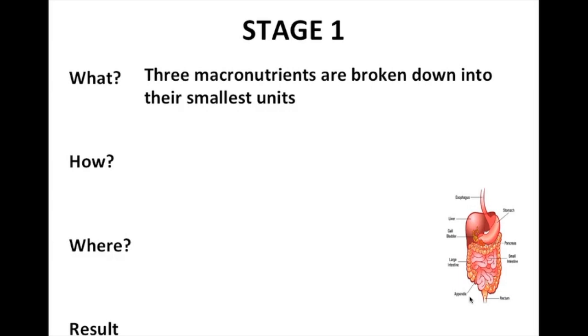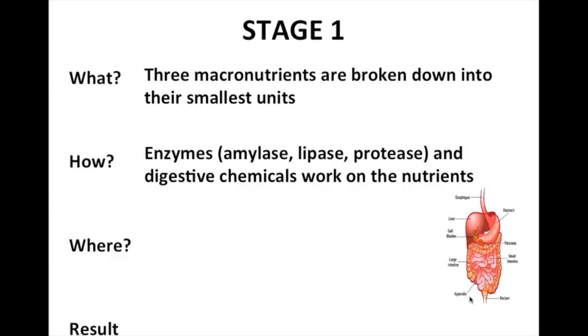So in stage 1, we break down our macronutrients into their smallest units. And how do we do this? Well, the enzymes in our digestive system break down the macronutrients into their smallest molecules. So carbohydrate is broken down by amylase into glucose. Fats are broken down into fatty acids and glycerol by lipase. And proteins are broken down by protease into amino acids. And for the purpose of this video and for your assignment, we're only going to look at what happens to fat and carbohydrate. So we're not going to look at the metabolism of protein.